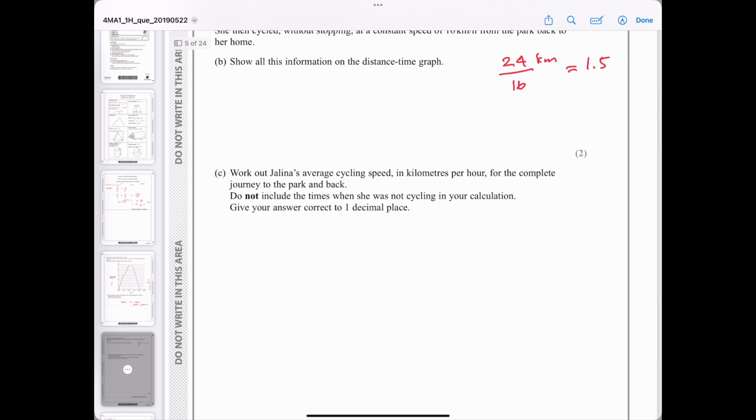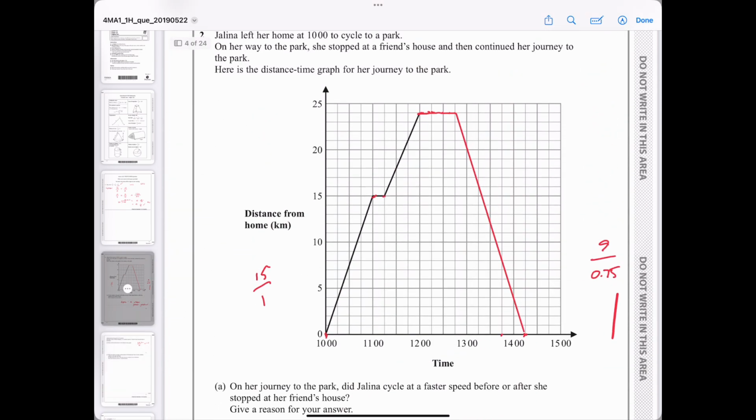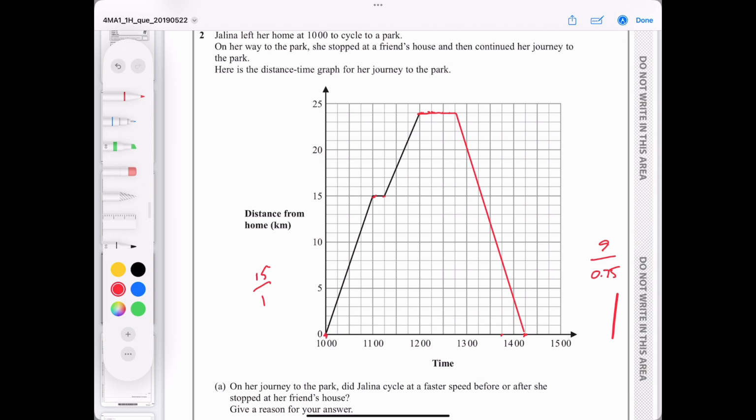Work out Jelena's average cycling speed in kilometres per hour for the complete journey to the park and back. Do not include the times when she was not cycling in your calculation. Give your answer correct to 1 decimal place. So we know she did 15 in 1 hour. We know she did 9 in 0.75, and then she did 24 in 1.5. So we'll add all of the times and all of the distances together.